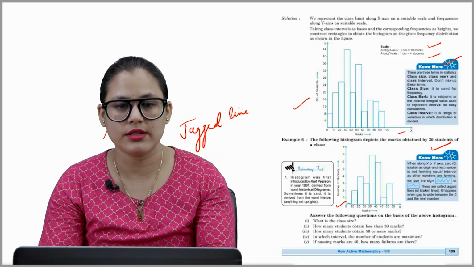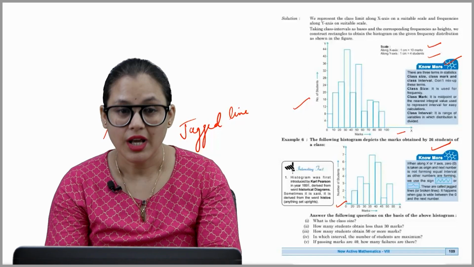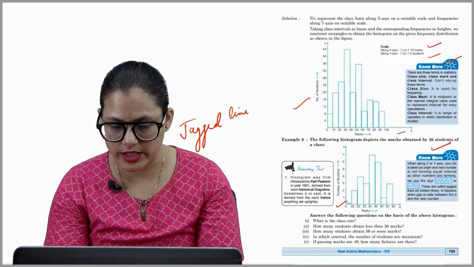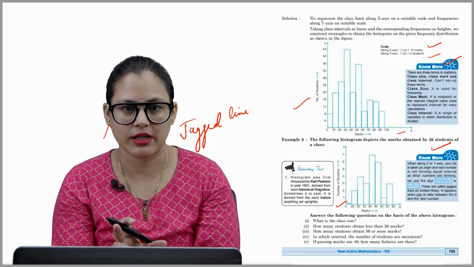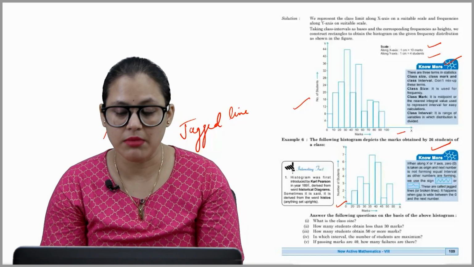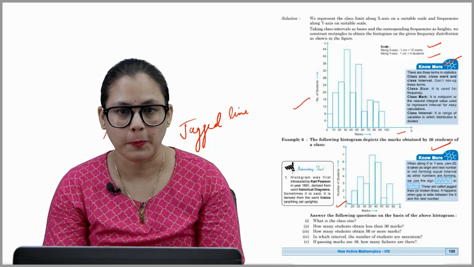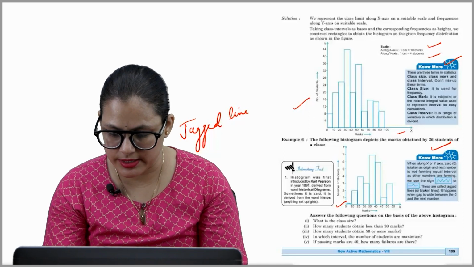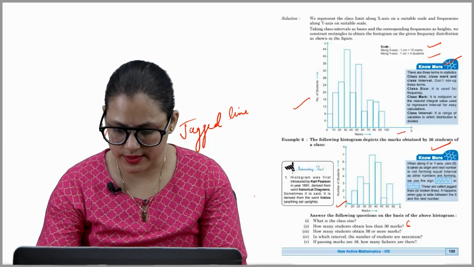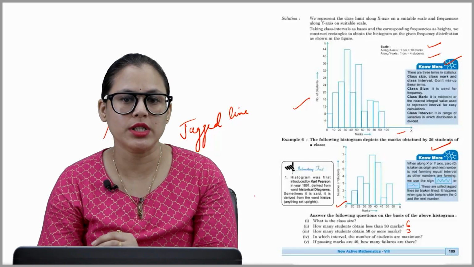Now we have to answer the following questions. What is the class size? As you can see, 20, 25, 30, 35, so your class size is 5. How many students obtain less than 30 marks? Less than 30 marks means the classes 20 and 25, so 2 plus 4 is 6. Third, how many students obtain 50 or more marks? Only 3. The number of students is maximum.